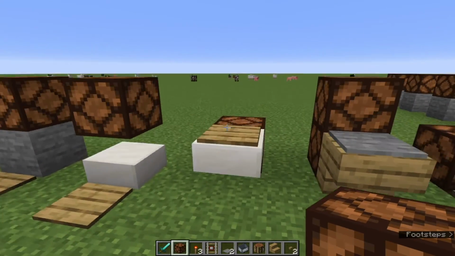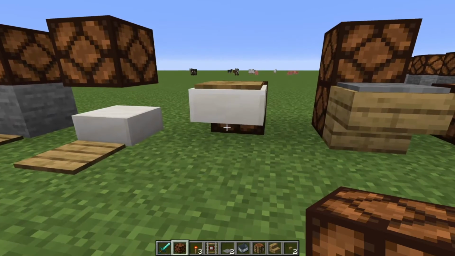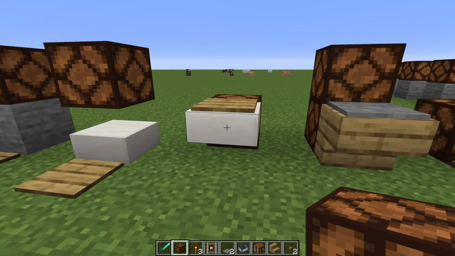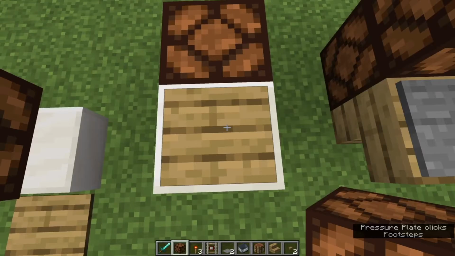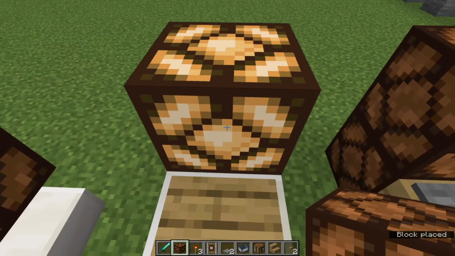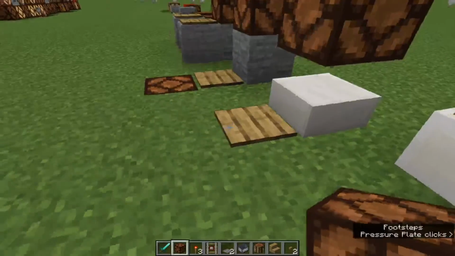This is a slab, right? Yes. So once again, just like the upside down staircase, no activation. If I put a lamp here, however, it is activating.